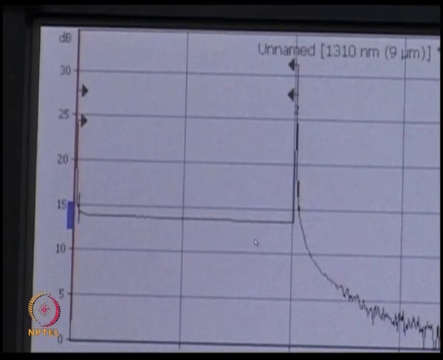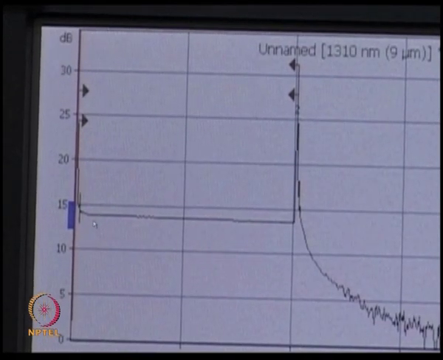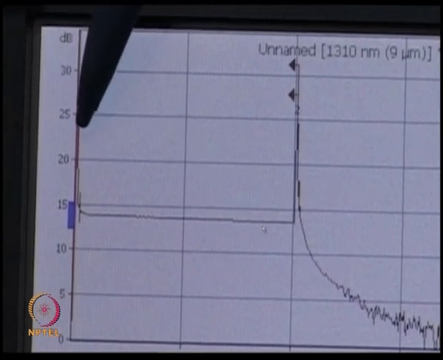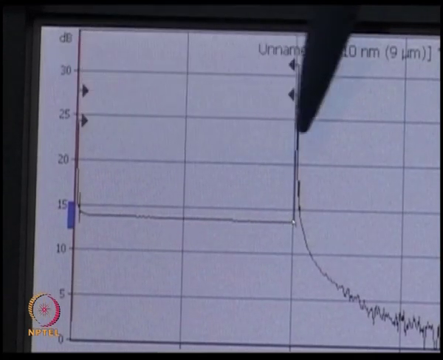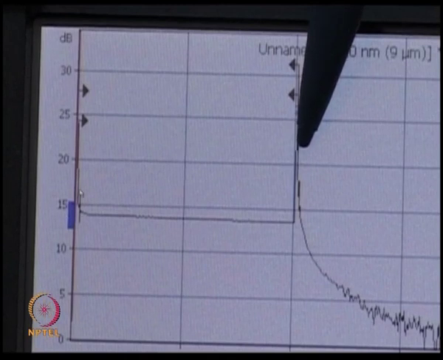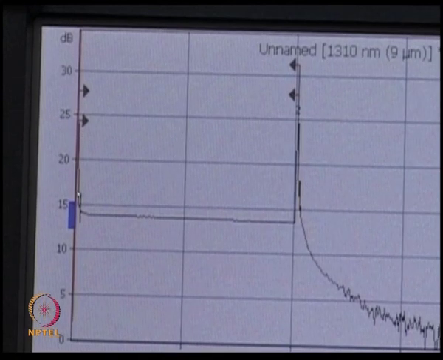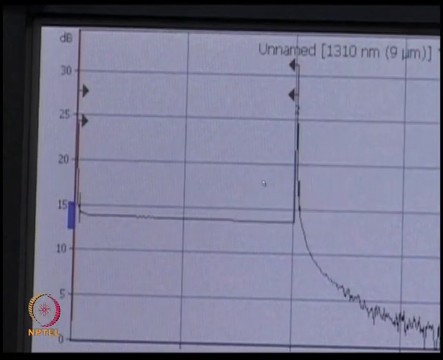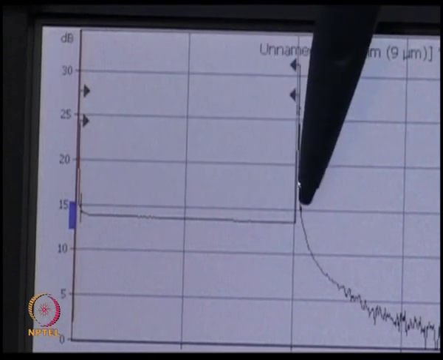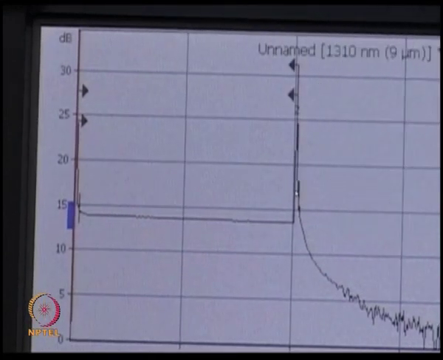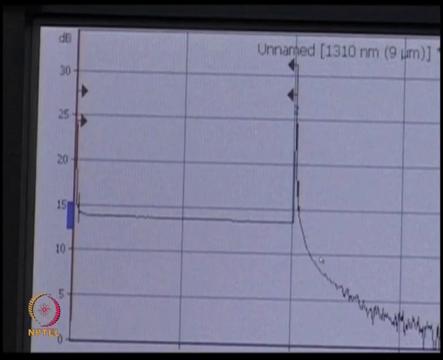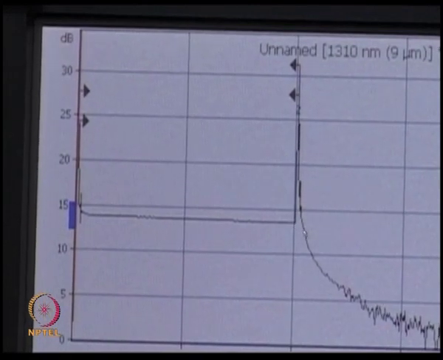This is the enlarged version of the trace. So you can see from here to here, this is the fiber. The loss is not really very large, but then you are having these two peaks here, which are what are called the Fresnel reflections from the two ends of the optical fiber, one from the near end, one from the farther end. And beyond this there is no optical fiber, or it is a very lossy medium here. So slowly the light intensity dies down.